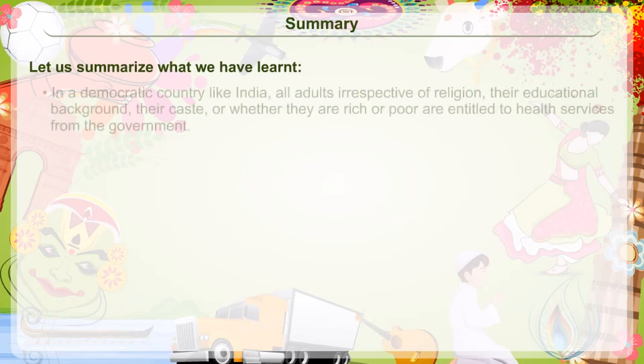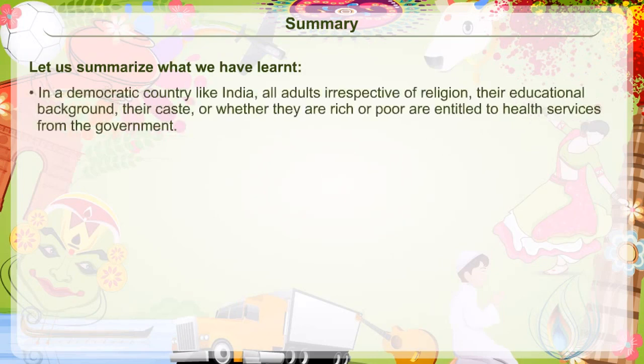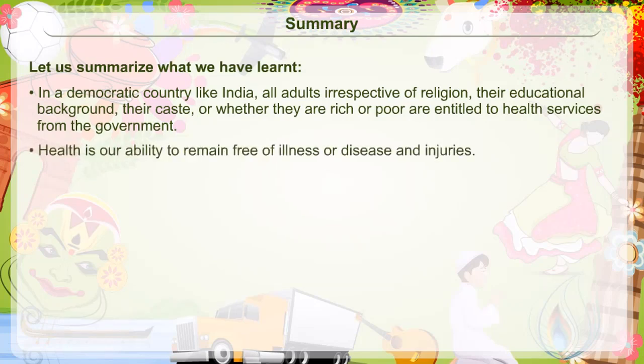Summary. Let us summarize what we have learned. In a democratic country like India, all adults, irrespective of religion, their educational background, their caste, or whether they are rich or poor, are entitled to health services from the government. Health is our ability to remain free of illness or disease and injuries.